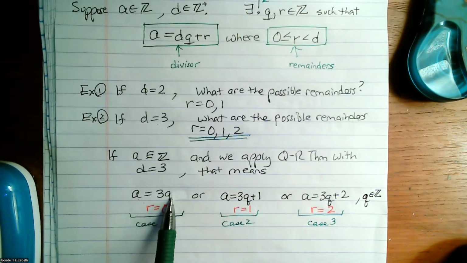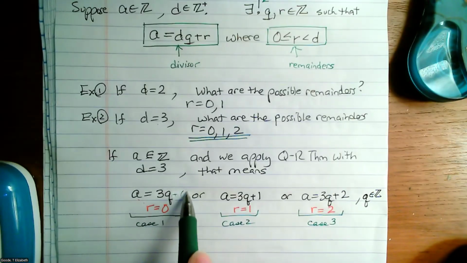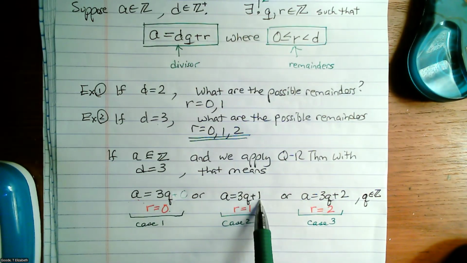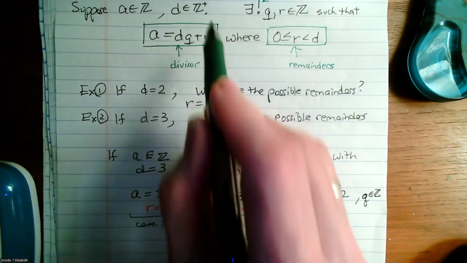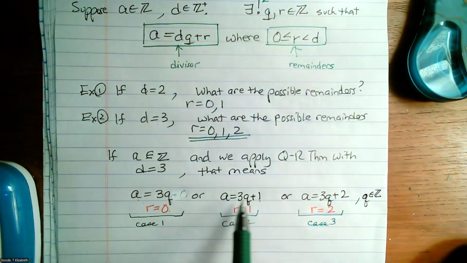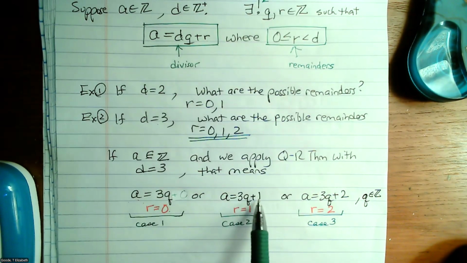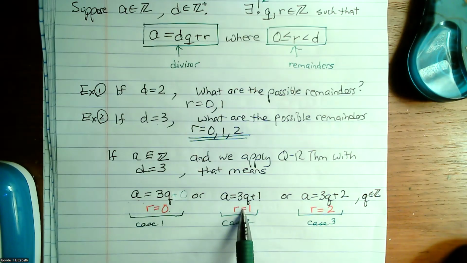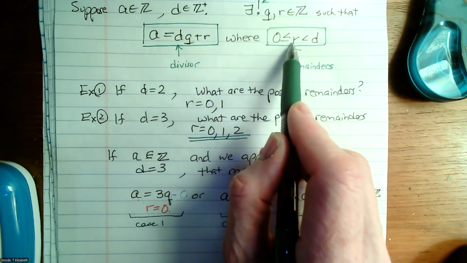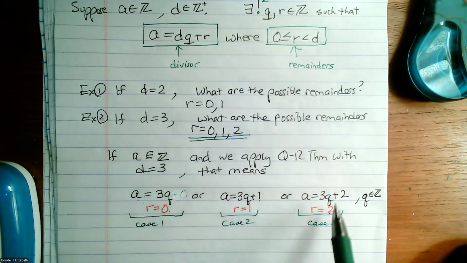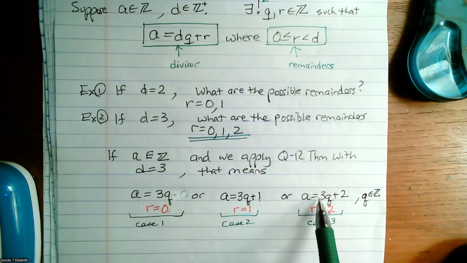Do you see it? Because we don't write plus 0, but it's actually there. This is the case when R is 1. It's 3 because D is 3, Q is our quotient, plus R. R is 1 in this case, the second case. But in the case when the remainder is the largest it could possibly be, which is 2, A or N looks like 3q plus 2. Do you see that?